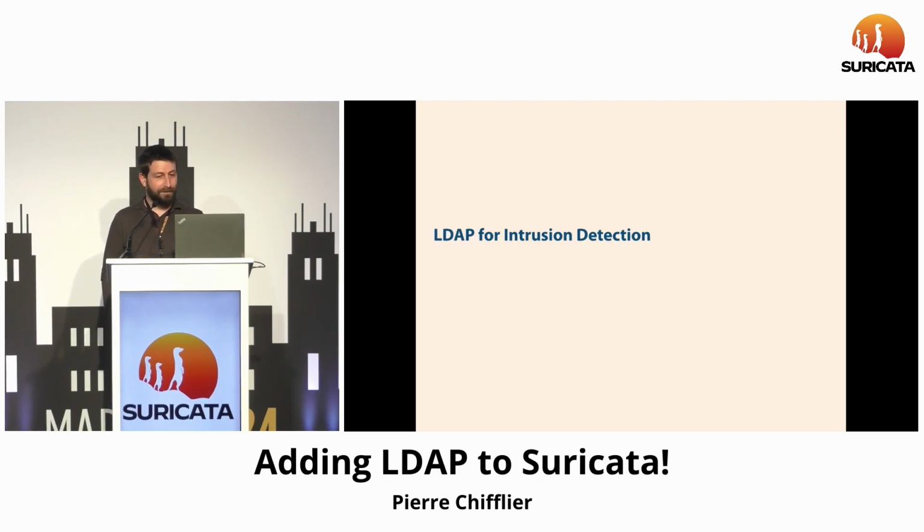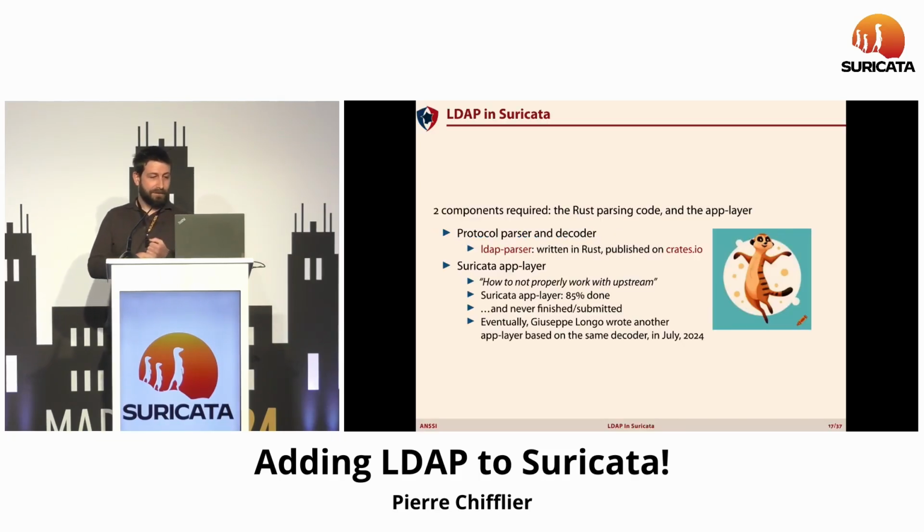More to go into what I believe to be the interesting part. What can we do for intrusion detection, and why did I do that completely wrong? So to implement LDAP, you have to do two components. You have to first implement the low-level parser, which will understand the structures of the protocol, which is independent from Suricata. And you have to implement the Suricata app layer. So the protocol parser and decoder, I did that already many years ago, maybe two, three years. And then I worked on the app layer.